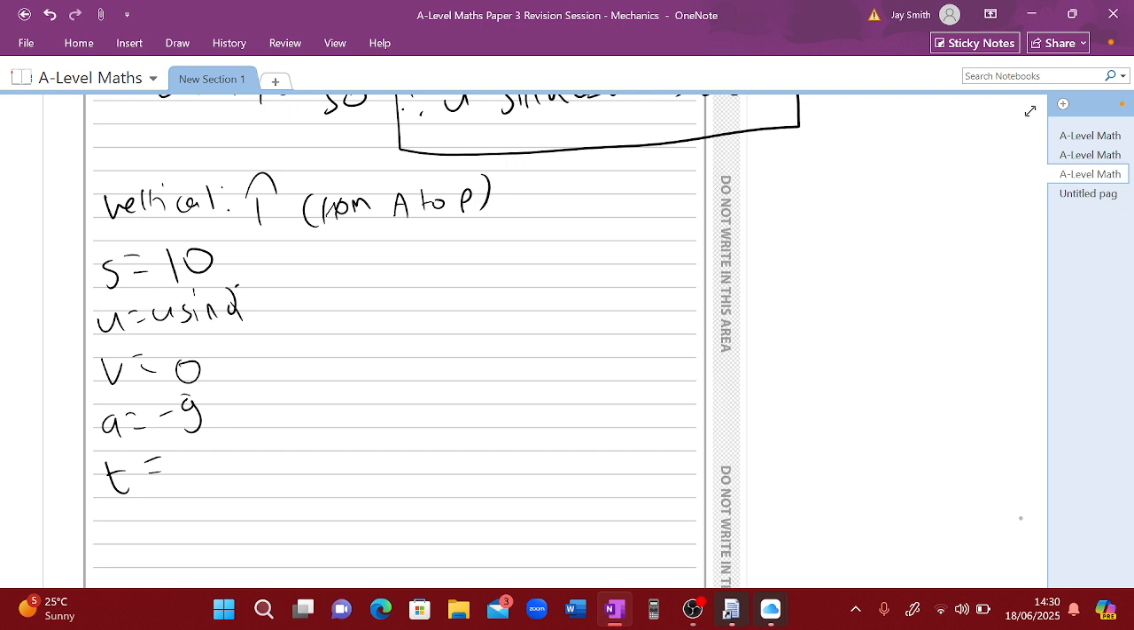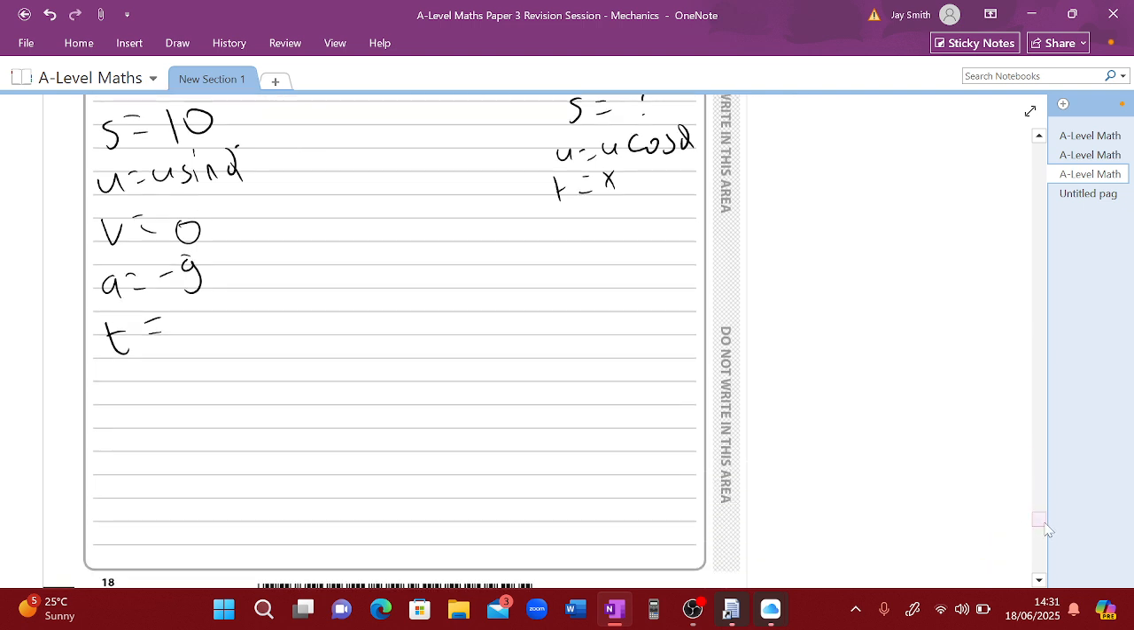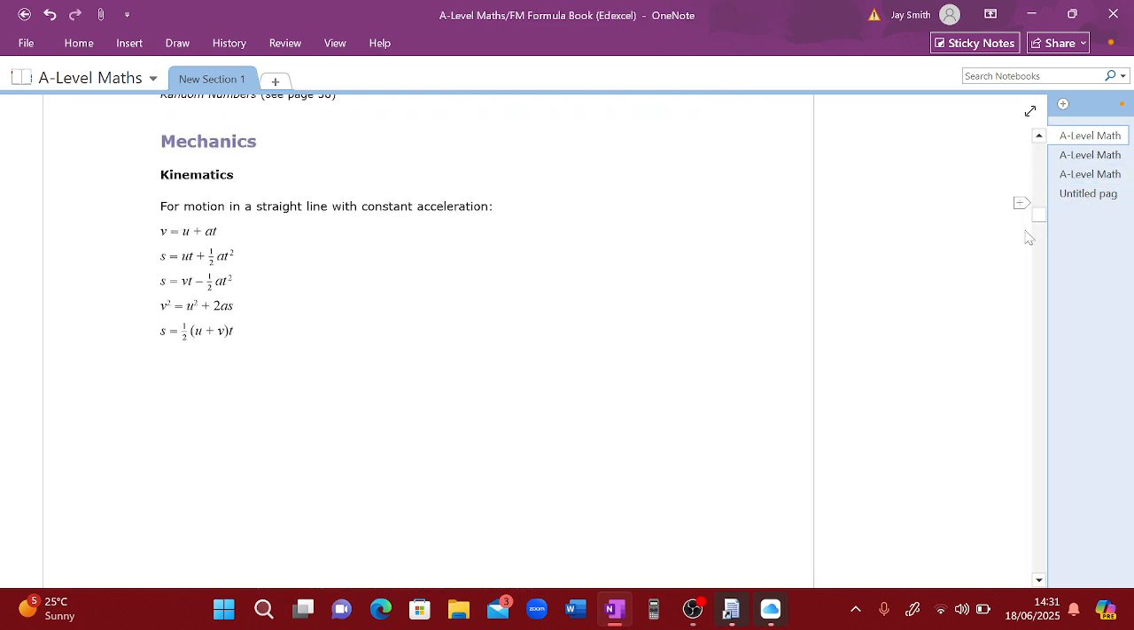If we were to do horizontal, we have S, we do not know the horizontal. We know U is going to be U cos alpha, so that's a constant speed, but T we don't know anything about either. So the only equation we can work with is this, the vertical SUVAT. And now we want to avoid T. So we want the vertical SUVAT without T. Which one is it going to be? This one: V squared equals U squared plus 2AS.